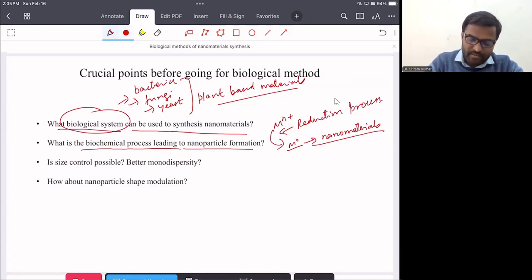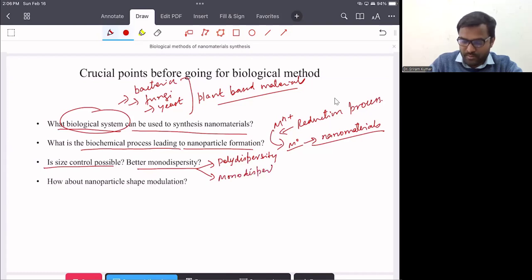And the third important question is: if we use the biological system, can we control the nanomaterial size? Or maybe can we control the monodispersity? Whenever we synthesize nanomaterials, we have two kinds of dispersity. One is polydispersity, and the second is monodispersity.